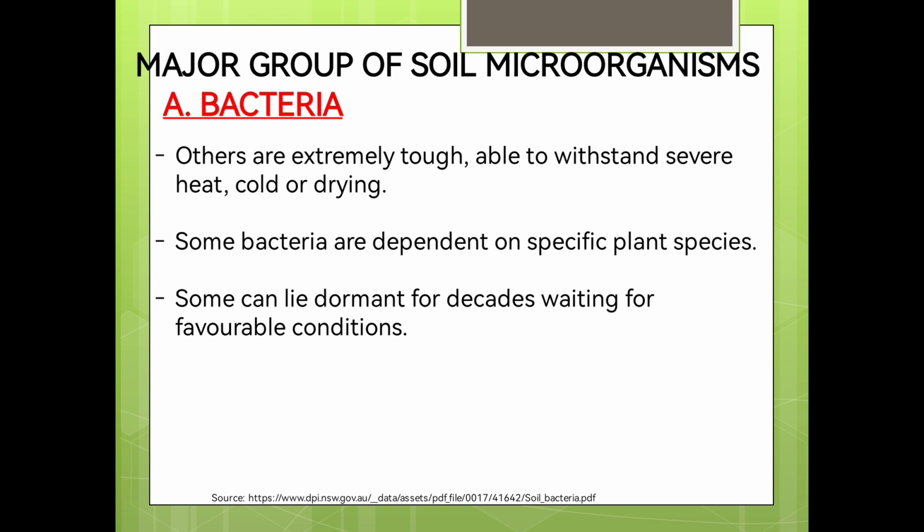And some bacteria are dependent on specific plant species. So, yung iba naman ay mayroong mga preference. So, marami siya kung yung tanim ay ganito, konti lang siya kung yung tanim ay ganito. And some can lie dormant for decades waiting for favorable conditions. Present siya sa lupa, pero since hindi nga ganun ka-favorable yung condition, nandyan lang siya. It's not active, but then when the conditions are favorable, ayan, active sila ulit. So, they are dormant. Dormant, natutulog lang sila. Di ba?